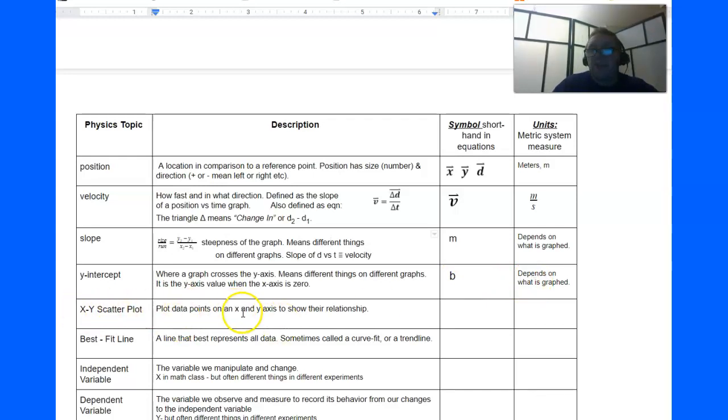XY scatter plots, there are a bunch of different ways you can graph things, right? You can do bar charts and different things like that. An XY scatter plot is one of the ways that you know it's going to plot data points out correctly.